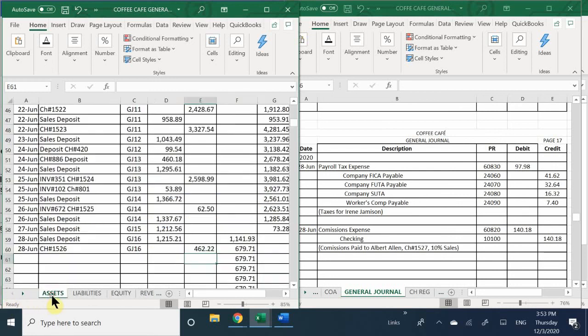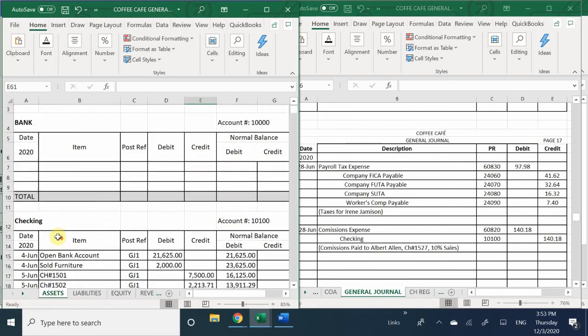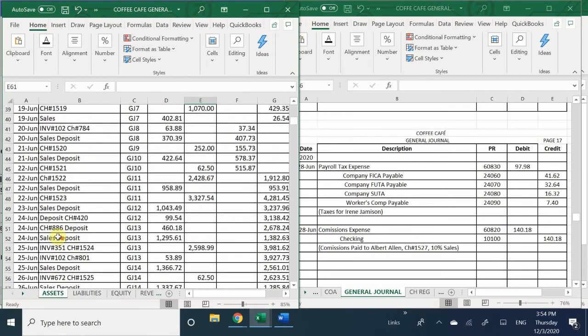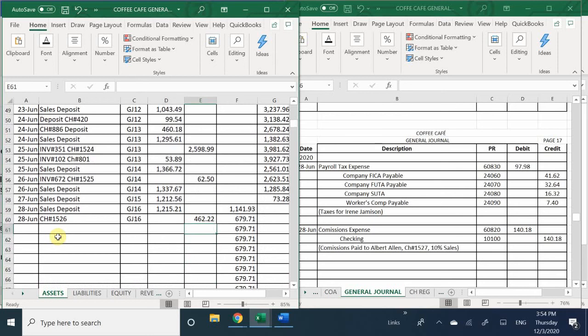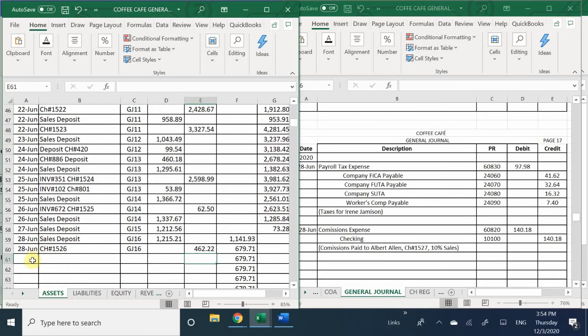And then we go back to assets, under the checking, and the date and the check number, 1527, general journal 17, and in the credit column for the 140.18. That brings the account balance to $539.53. Good.